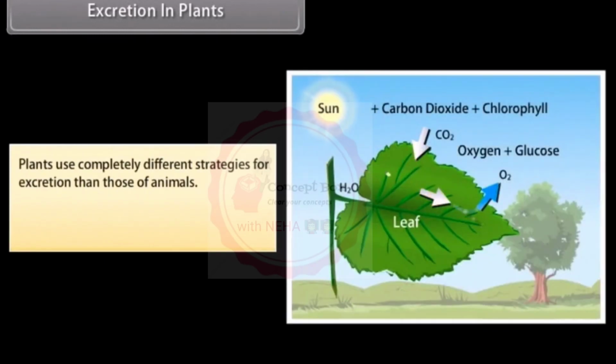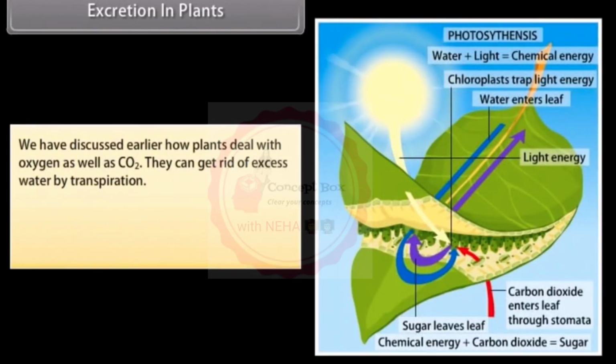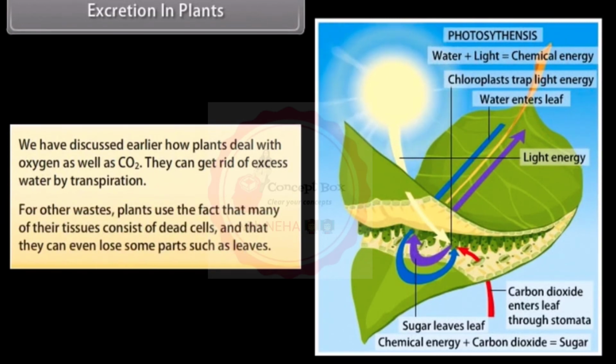Excretion in plants. Plants use completely different strategies for excretion than those of animals. Oxygen itself can be thought of as a waste product generated during photosynthesis. We have discussed earlier how plants deal with oxygen as well as carbon dioxide. They can get rid of excess water by transpiration. For other wastes, plants use the fact that many of their tissues consist of dead cells and they can even lose some parts such as leaves.